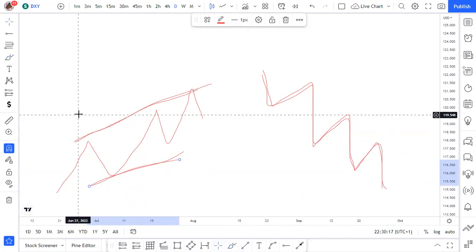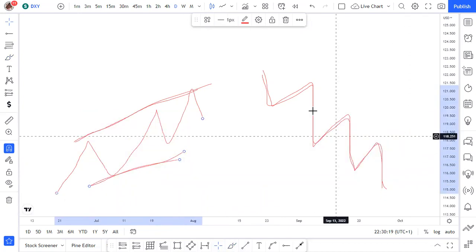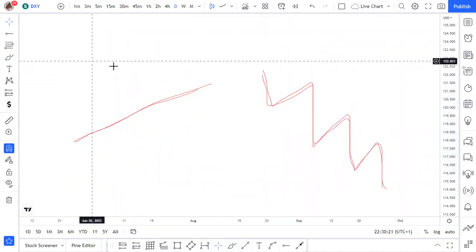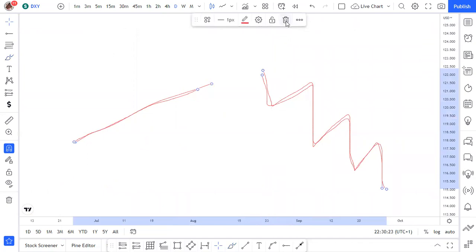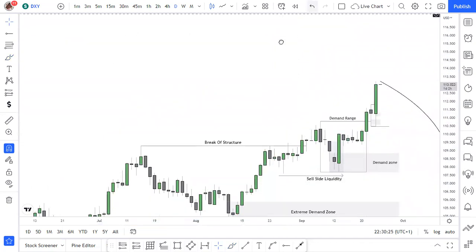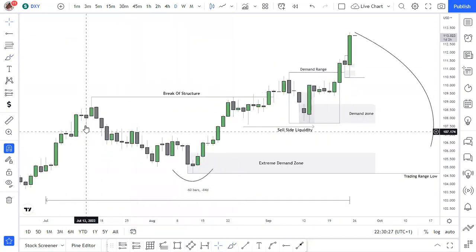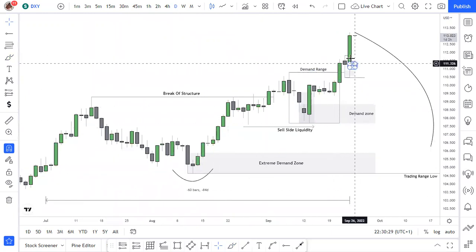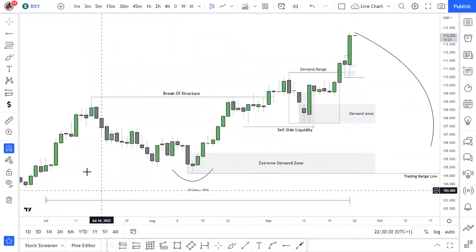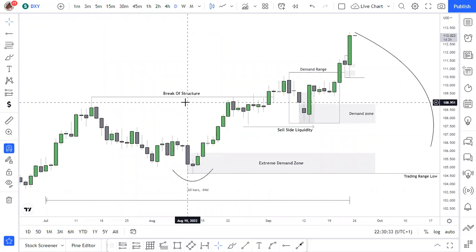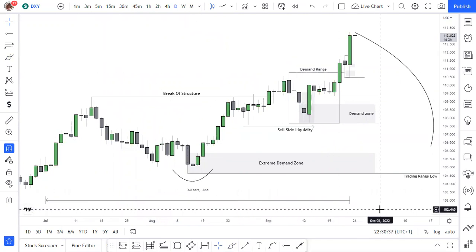So since we have bullish market structure here on the dollar index, we know that the Euro USD and Pound USD would be bearish, and we've been talking about them for weeks.